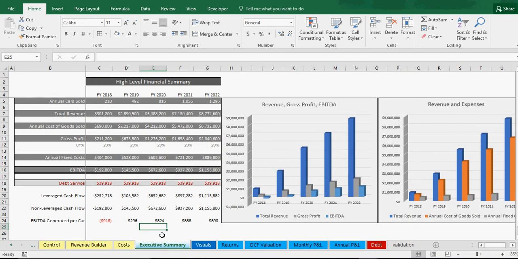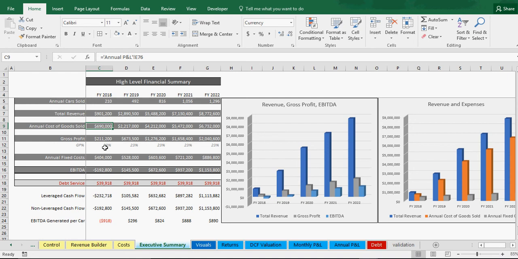Then you've got your executive summary. This is a high level view based on your assumptions. Look, you're going to sell 210 cars for the first year, 492, 816 thousand, up to 1,300 cars for 2022. Here's what the revenue from those cars would look like. Here's your cost of those cars just to buy them.